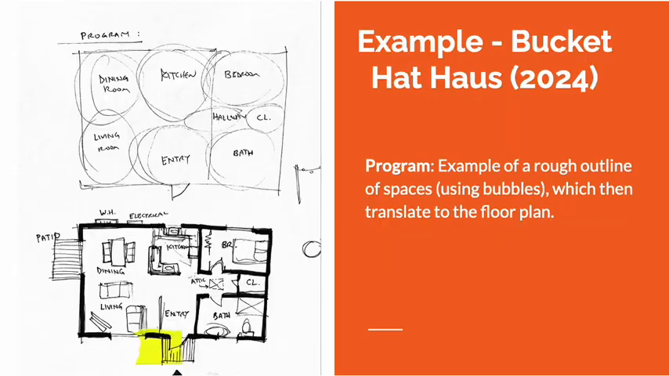In our example, called the bucket hat house, we start with a program diagram. This rough outline uses circles to represent different spaces. Imagine walking through these spaces and how they'll function in real life.